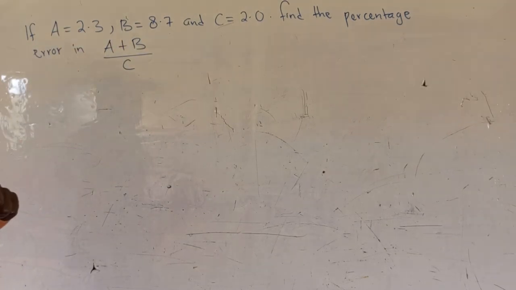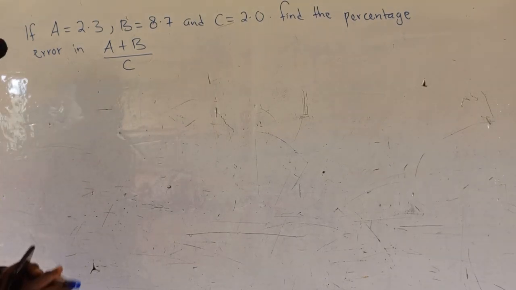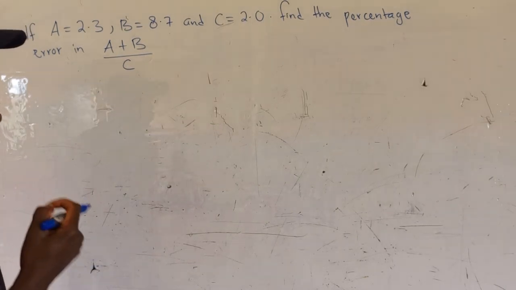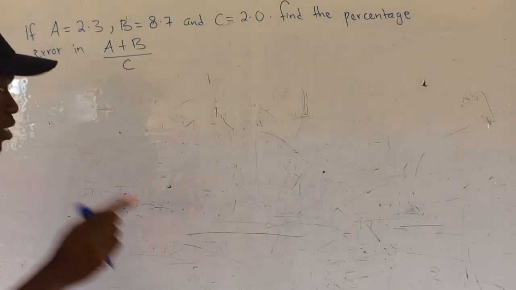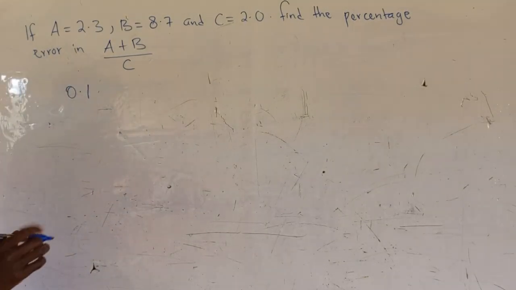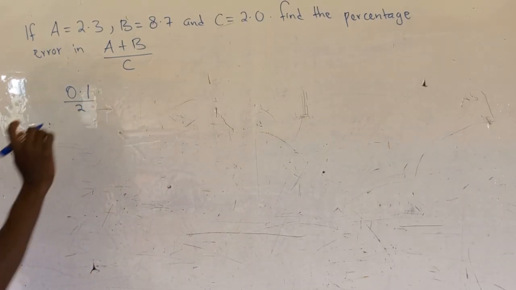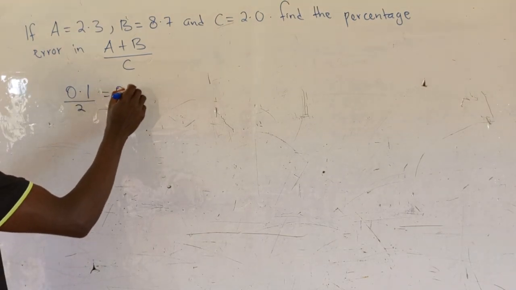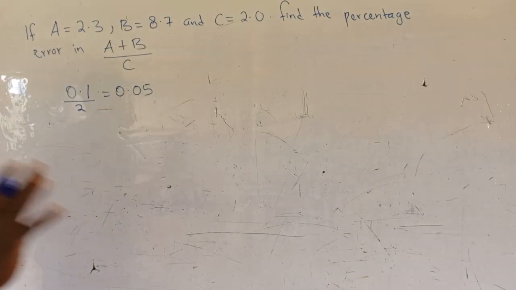But before you get the limits, you need to get the error in each measurement. How do you get the error in each measurement? You say error is the unit of measurement you divide by 2. All of them have been measured to 1 decimal place, meaning the least unit of measurement is going to be 0.1. So after getting the least unit of measurement, you divide by 2 to get the error in that measurement. So this one will be 0.05. That is the error in these 3 measurements.